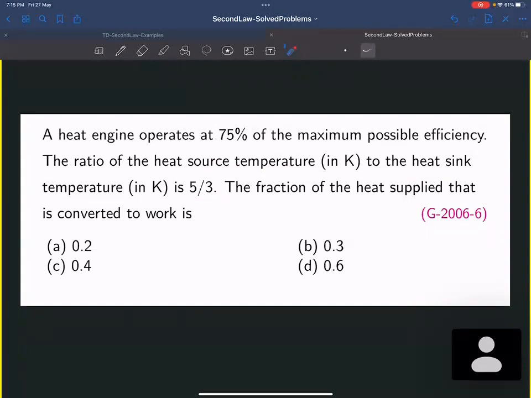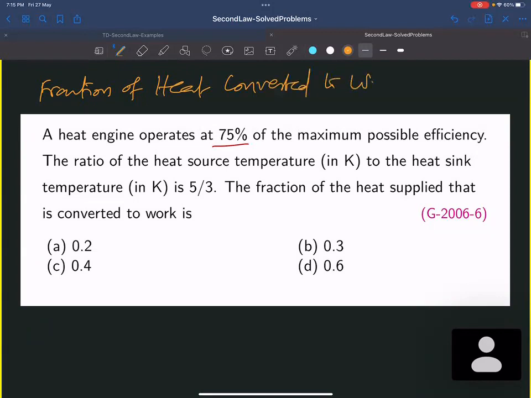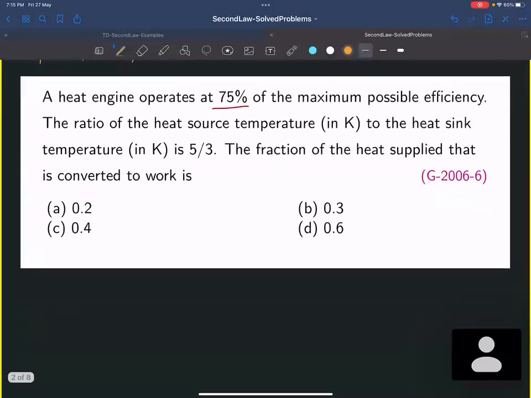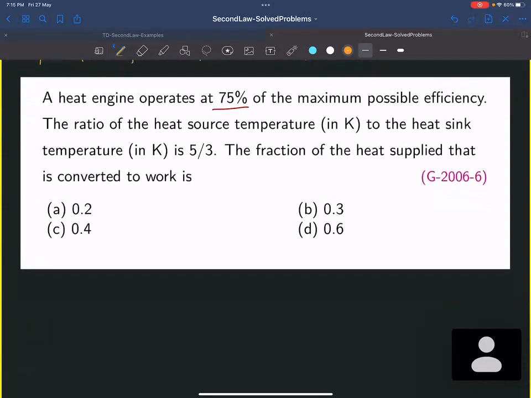This is nothing but the efficiency of your engine. At last, we are going to find the efficiency of the engine. The efficiency of the engine is 75% of the maximum possible efficiency. So first, let us find the maximum possible efficiency. Let us give a title for this: what is the fraction of heat converted to work?